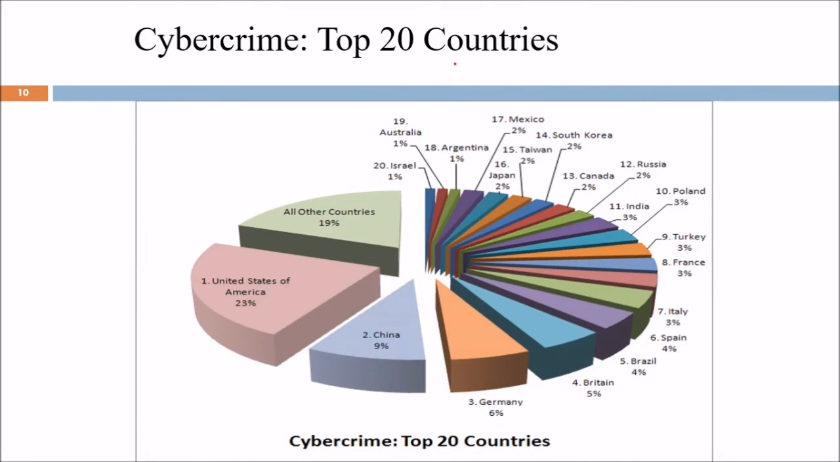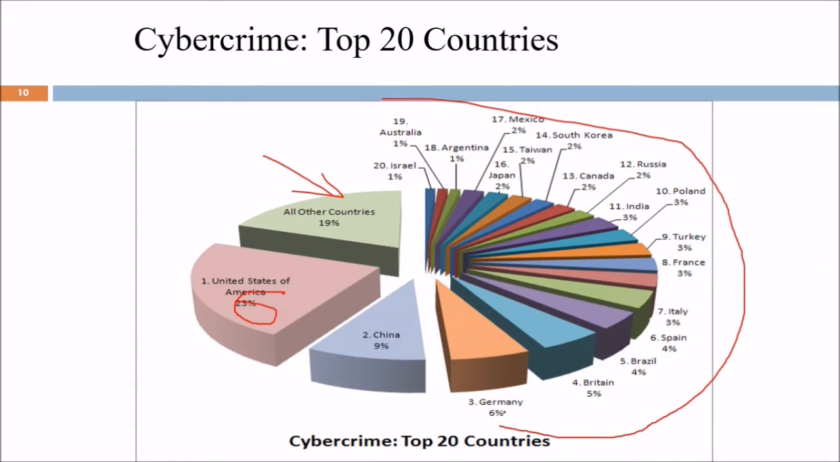These are the top 20 countries where cybercrime is most common. You see, the United States of America is the highest, 23%, and all the other countries are listed here. There are various countries, and the names are well known to us, and in India, cybercrime is 3%.